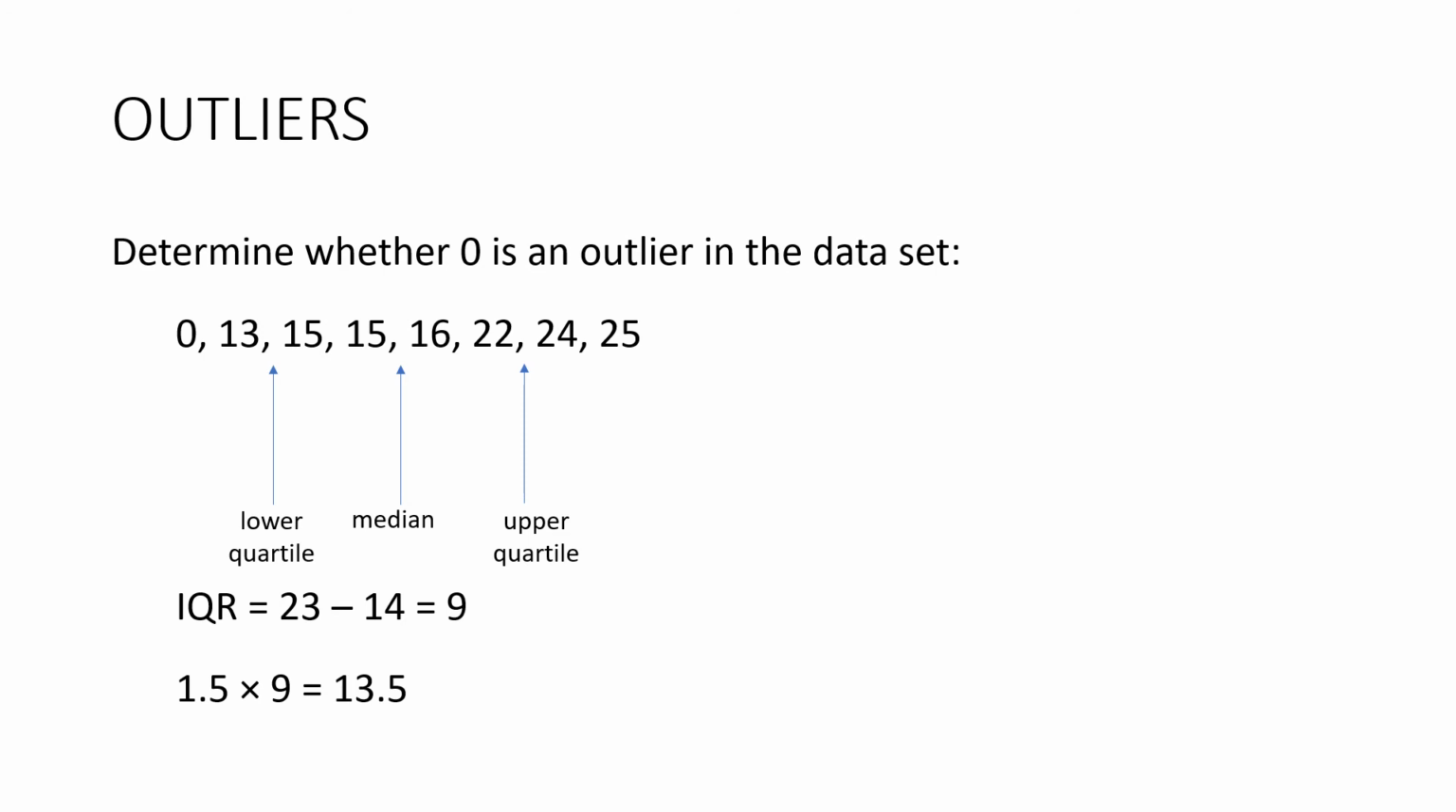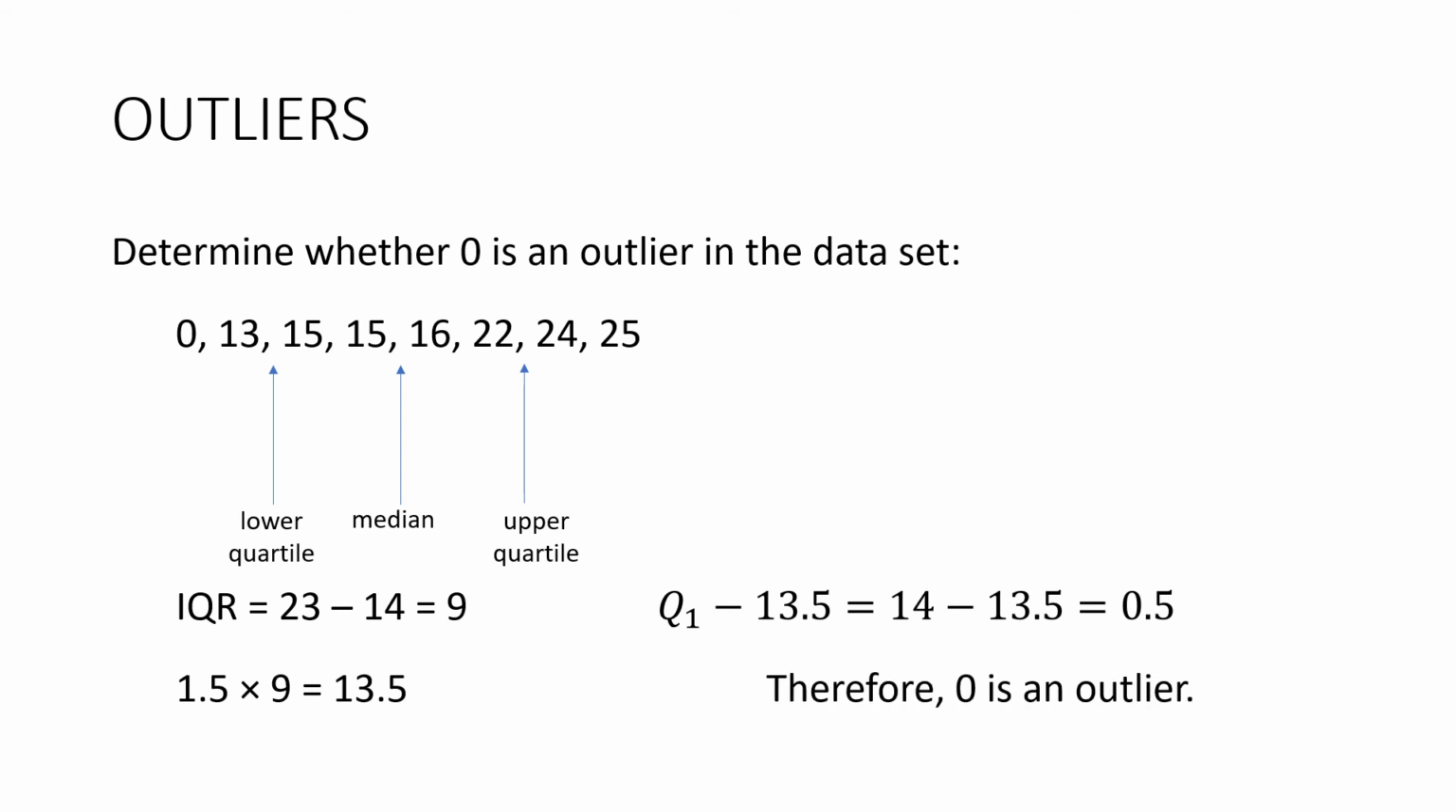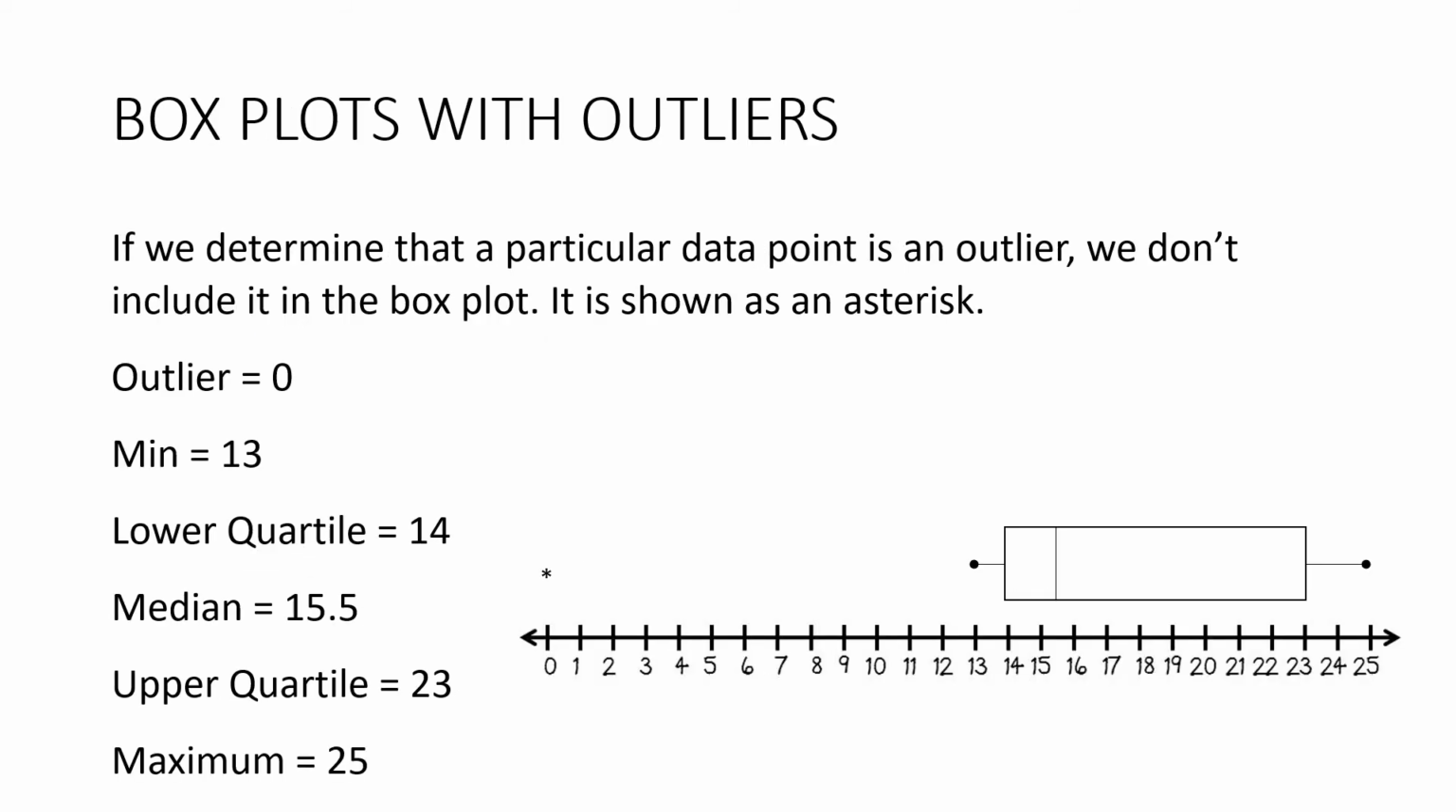Now, if 0 is going to be an outlier, we're going to need to do the lower quartile take away this amount. So 14 take away 13.5 is 0.5. So that's the lower boundary. Is 0 below that? Yes, it is. So 0 is an outlier. And this is how we would draw it. Here's our outlier here. Our minimum is now 13. There's our lower quartile, our median, our upper quartile, and our maximum.